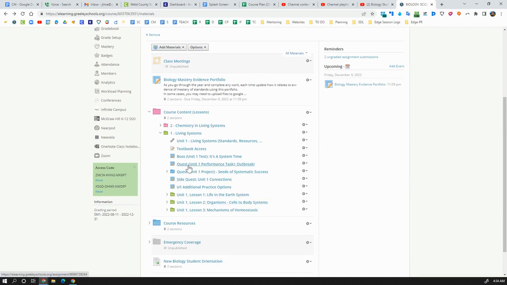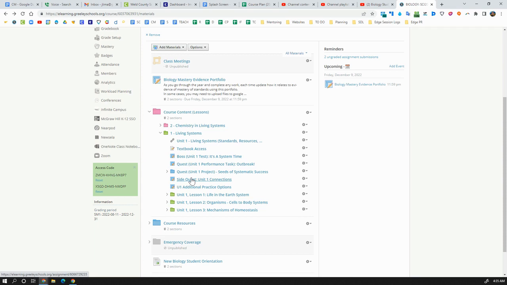Now, every unit also has a boss that is just for content, but there's a performance test, there's a project, there's a unit connections. These are activities, labs, and projects that can give you access to both the content and skills and opportunities to demonstrate and practice those things. The unit connections are side quests, and like the side quests that show up in every lesson, those are optional. And they are associated with the unit as a whole, not with the topic of that lesson, but they are also available as options for you to demonstrate mastery of skills.